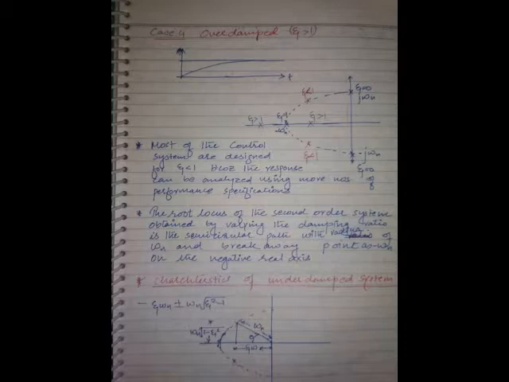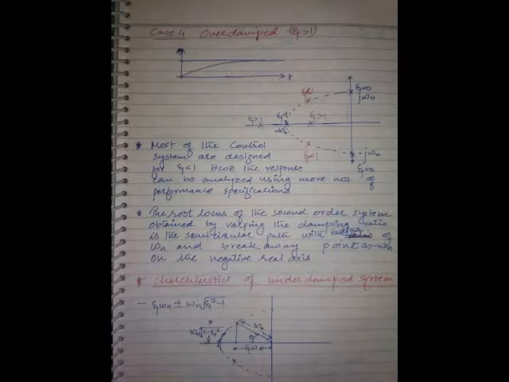Case 4 is called the overdamped case. Overdamped case means the value of zeta is greater than 1. If you put zeta value greater than 1, then the roots are real and unequal. So if the roots are real and unequal, this characteristic equation is of the form s plus a into s plus b.